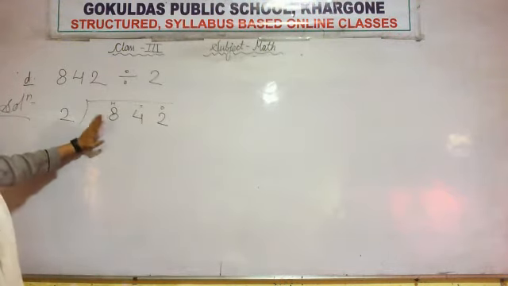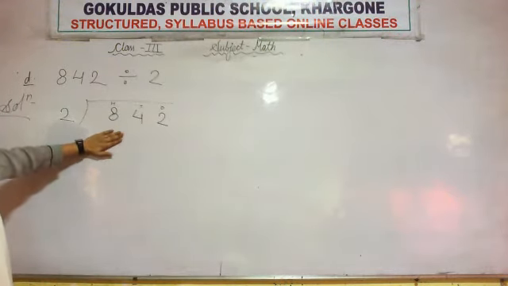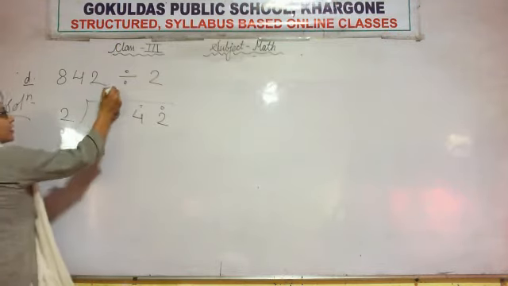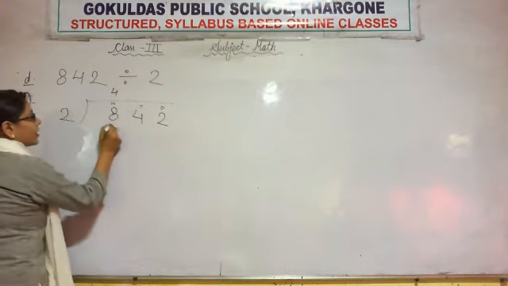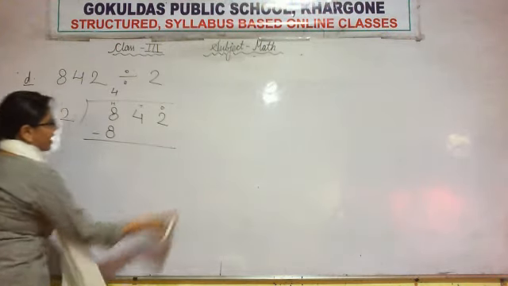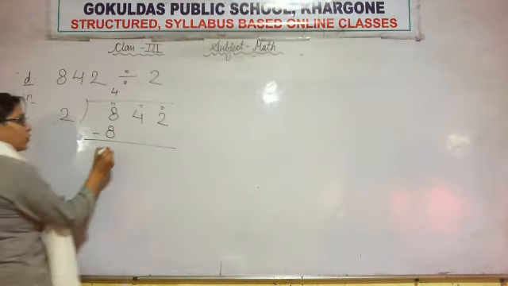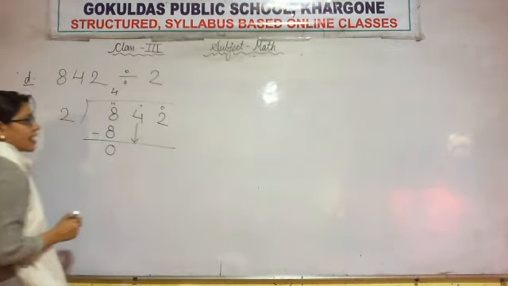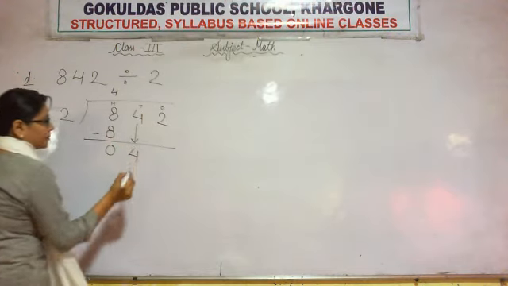Now at hundreds place 8 is there. So in the table of 2, 8 comes in 4 times. 2 4s are 8. So 8 minus 8 is 0. We will write 0 here. Now we will bring down the next number, that is 4.